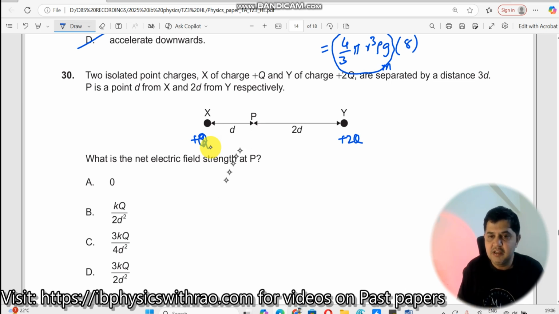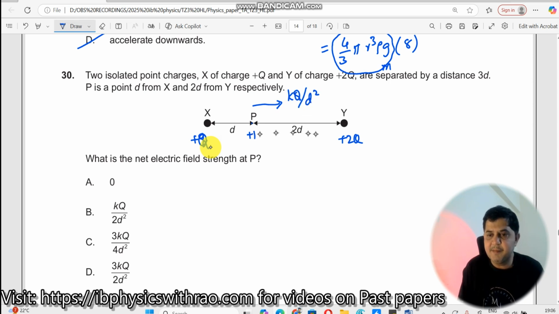So what should we do? At point P, let me put a plus 1 charge here. Now what will happen to this plus 1 charge? It will experience an electric field in this direction. What is the value of this? It would be kq divided by d square.